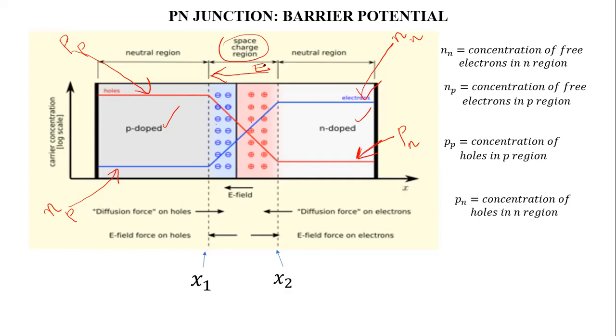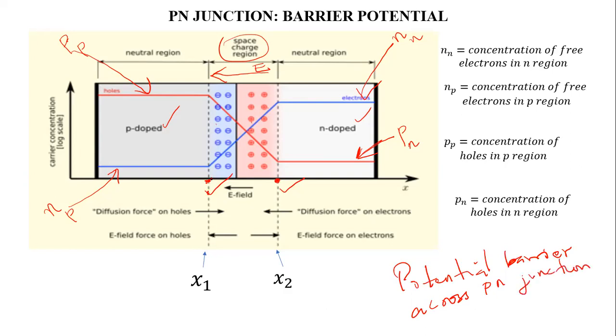So if there is a built-in electric field here, that means there is a potential difference between this point and this point. The potential difference between this point and this point is what we call the potential barrier across the p-n junction.